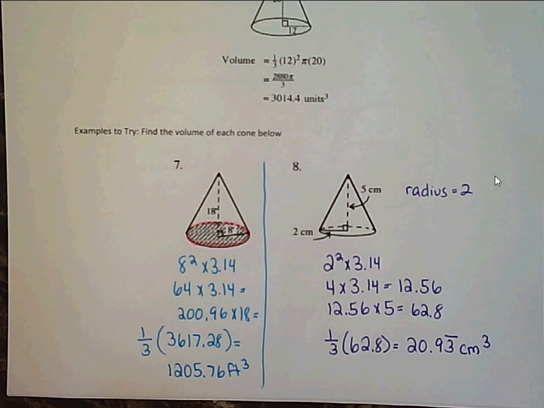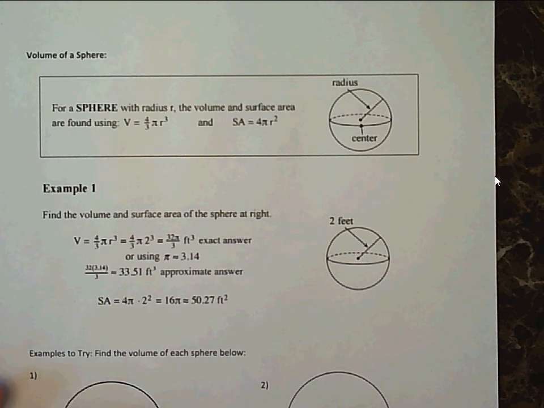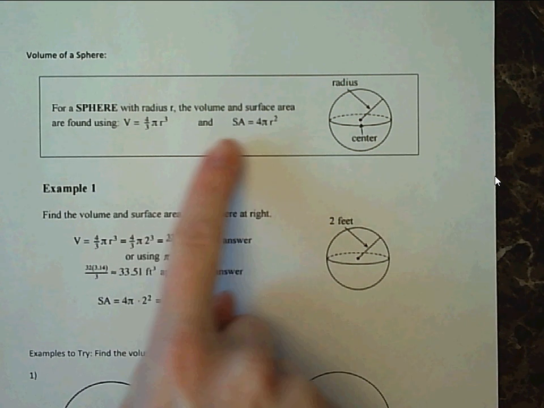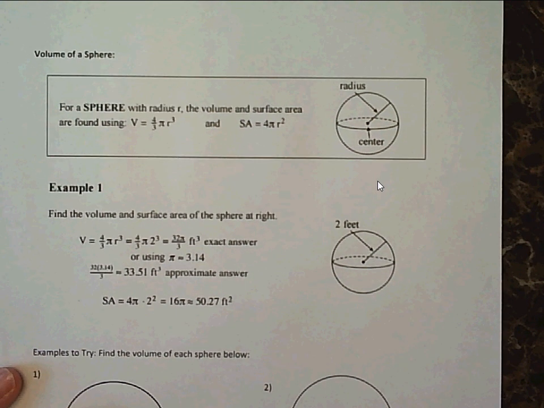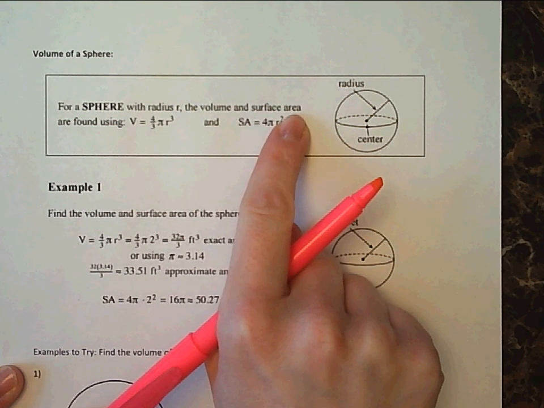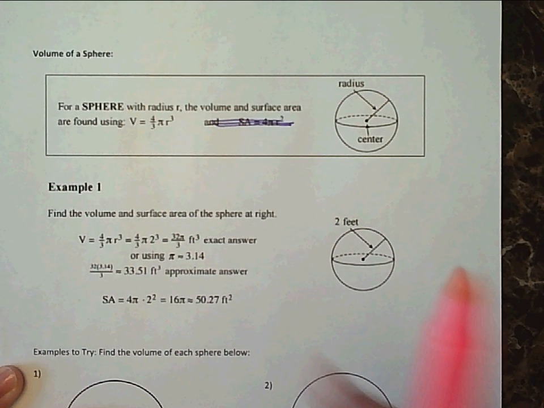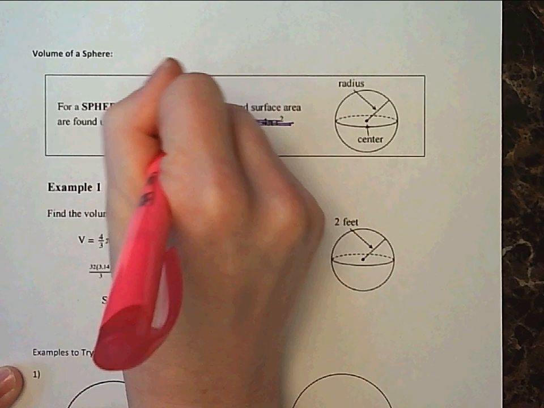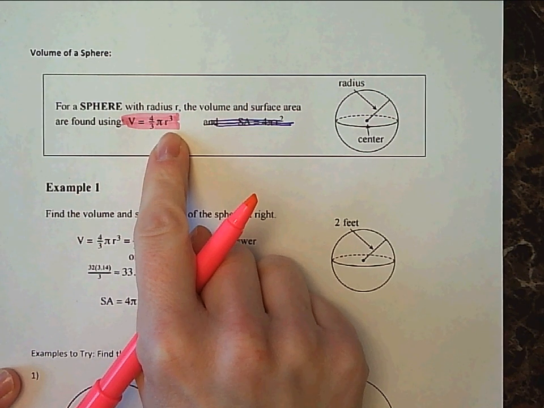And then last but not least, we have volume of a sphere. Now, a sphere is related because it's actually about 2/3 of a cylinder fit into a sphere here. Now, the sphere formula is a little different, but we'll explain it as best as we can. So it says for a sphere with the radius r and the volume and surface area. So we're actually not going to do surface area right now. We're just going to work on volume. So in this case, its volume is equal to 4/3 pi r cubed, not squared this time, cubed.